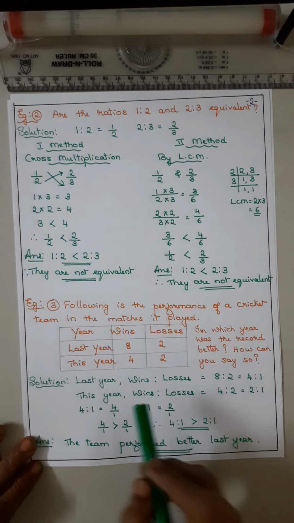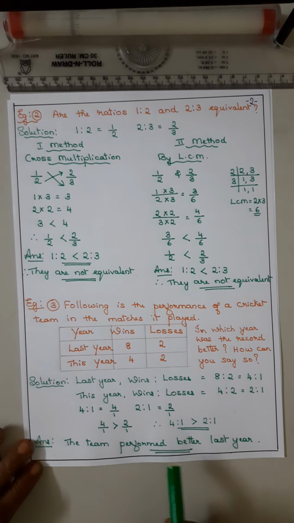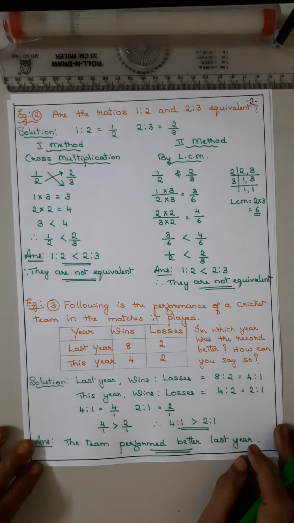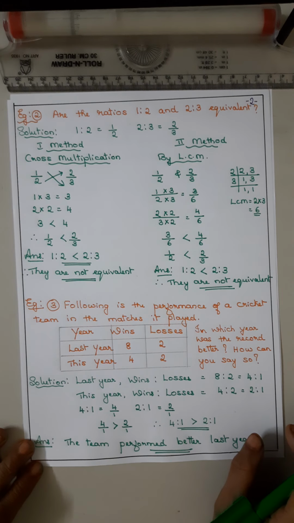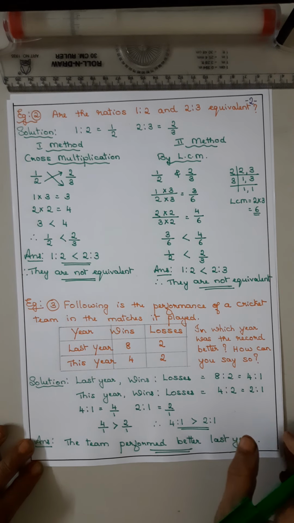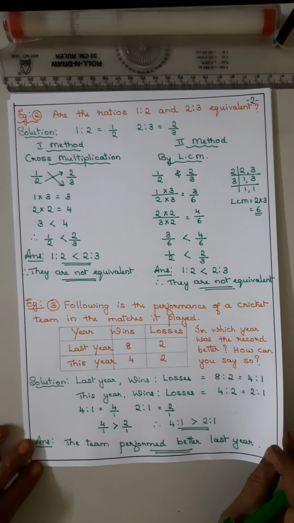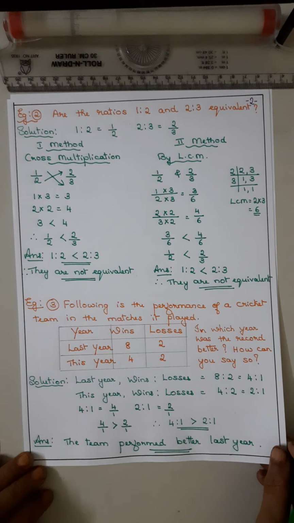So 4:1 is of which year? Last year. So the team performed better last year. Did you understand? So to find the performance, you have to see the ratio. See the ratio of both, whichever is greater, that year the team performed better.